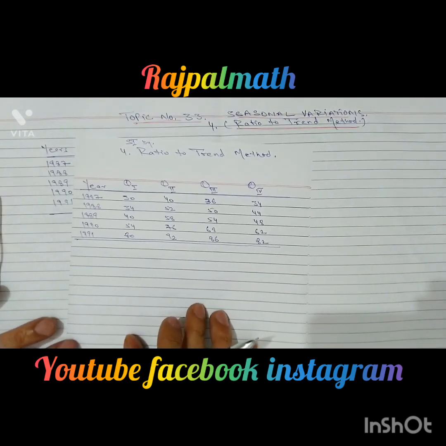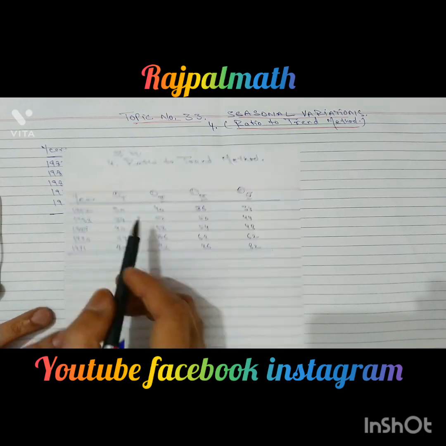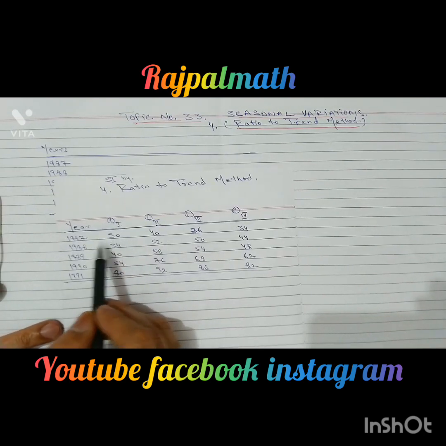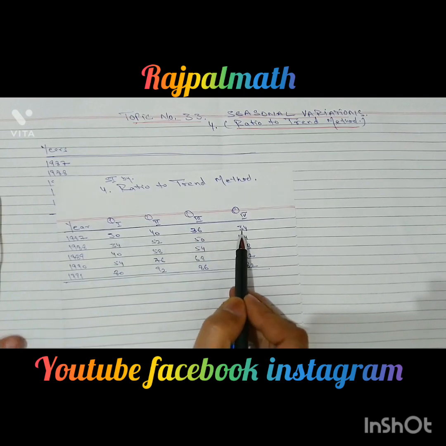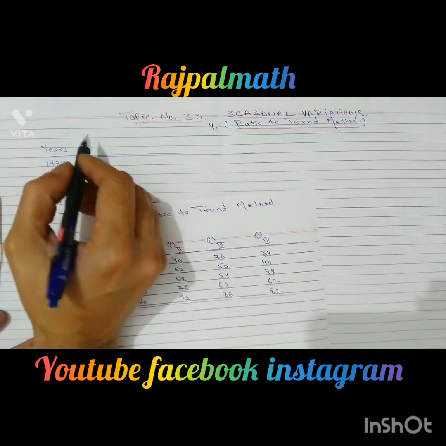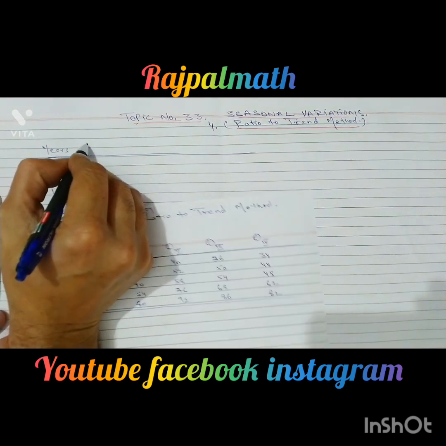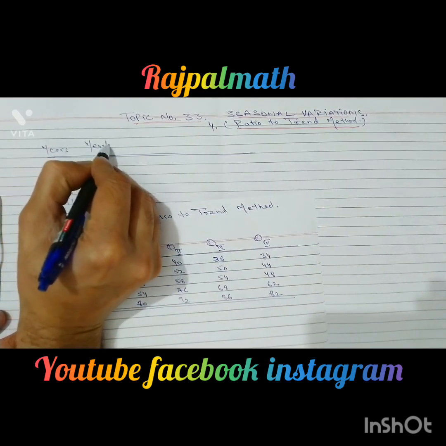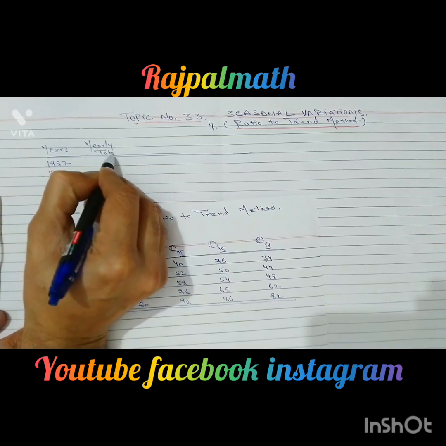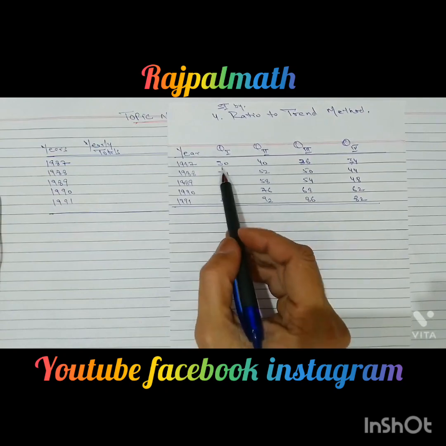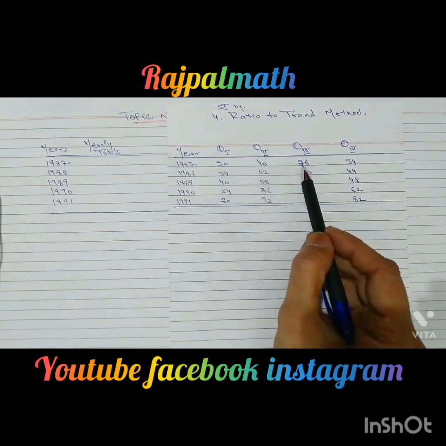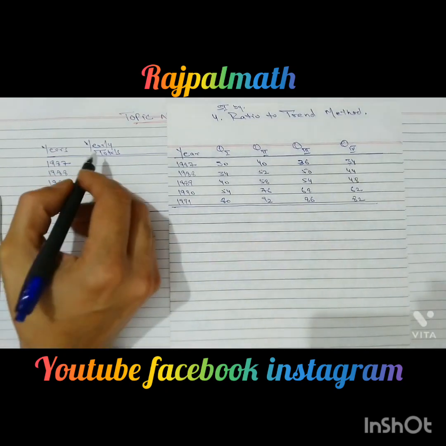Now first find quarterly totals, which means yearly totals. For 1987, quarter 1, quarter 2, quarter 3 and quarter 4: 30 plus 40 plus 36 and 34. These are the yearly totals. For 1987, 30 plus 40, 36 and 34.